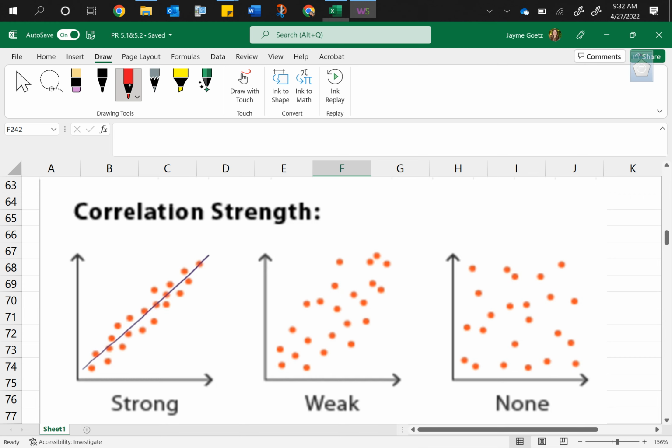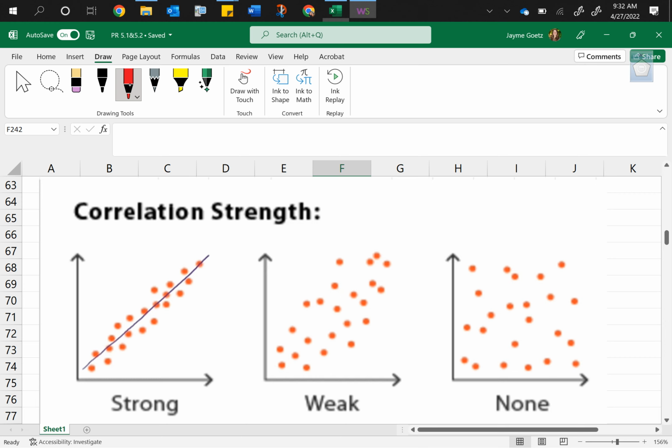I have a strong linear correlation here. The relationship is very strong. It's very tight together. And if I were to draw a line, all of the points are very close to that line. That is strong. Weak, you can see it's all still kind of going in the same general direction, but it's not necessarily close to that line that I did my best to draw.